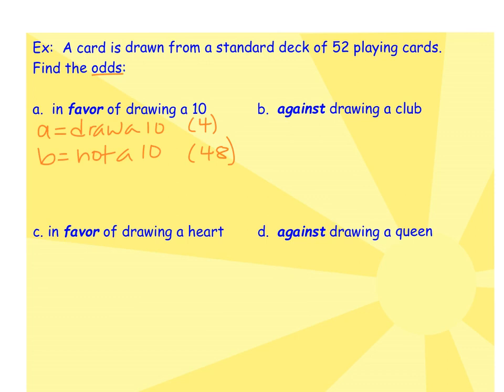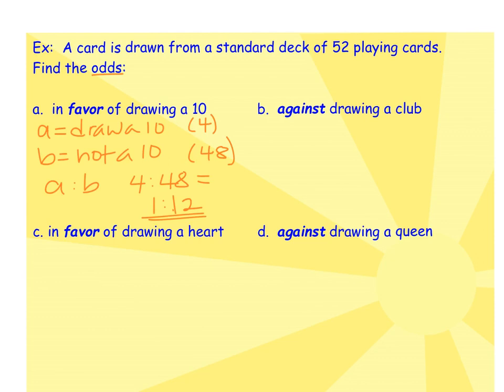And if we want the odds to be in favor, that means we want A colon B. So we want A to B for this one, which would be 4 to 48. And that reduces to 1 to 12. So to 12, not 11. So you want to consider it like in fraction form. You always want to simplify the odds if possible. Let's try the next one.